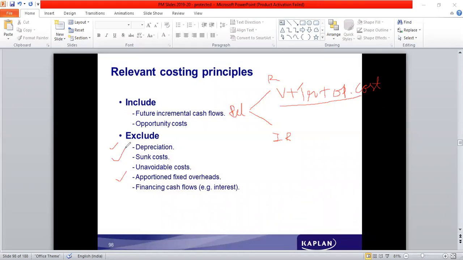Then any type of financing costs are irrelevant for decision making, because when they have raised the amount, according to the terms and conditions, the amount of cost is incurred. Like interest is paid on debt capital, any cost of capital, all finance cost basically, dividend is paid to the shareholders. So they are not relevant for decision making. They have to be incurred, so they are incurred in the firm.